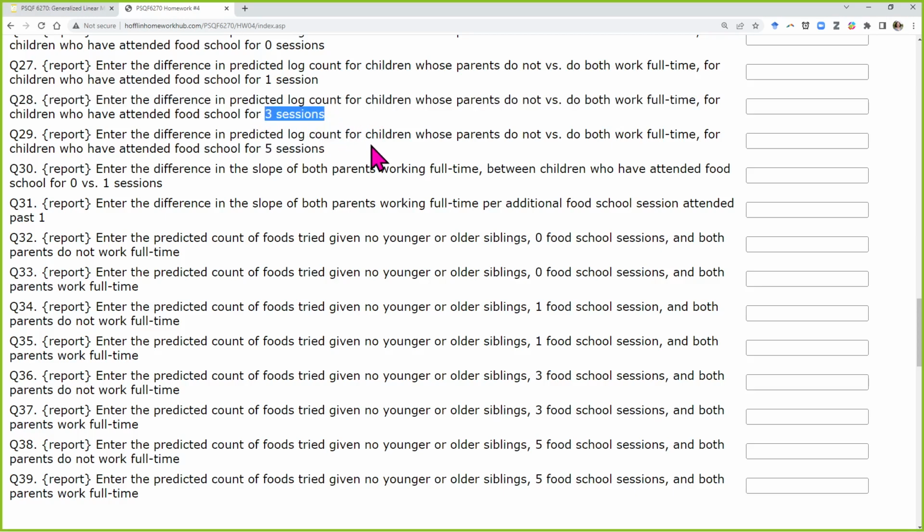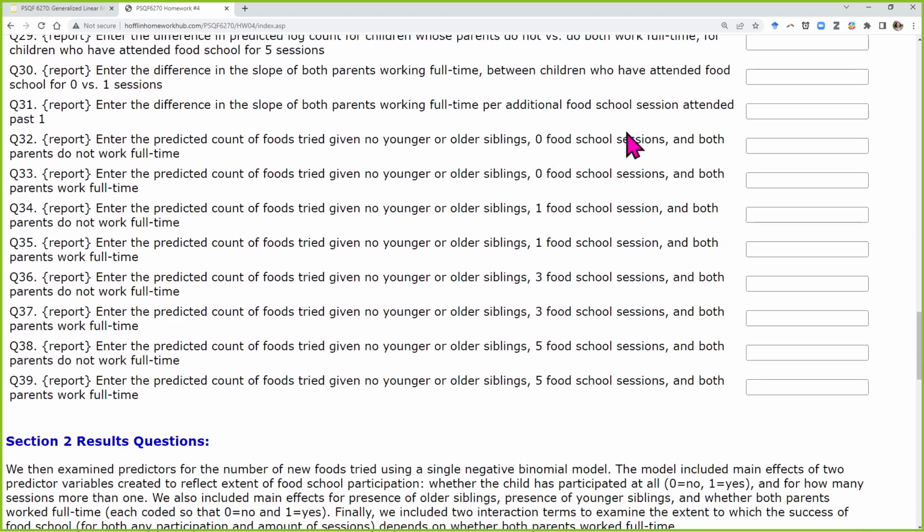So that 3 does not go in your code, because you would have to turn on any food school to go from 0 to 1, and then the other variable is number of sessions past 1. So you would put a 2 there, not a 3. Oh, yeah, that's where I went wrong. Yep. All of my requests here are in the metric of the original variables for the predictors, and you have to figure out what their corresponding centered values would be to put into the prediction statements.